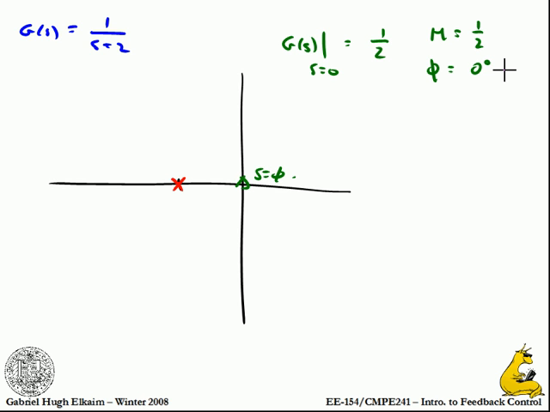Everyone sort of with me so far? Okay. Let's take a look at, let's move up this way, and I'm going to pick s equals 2j.